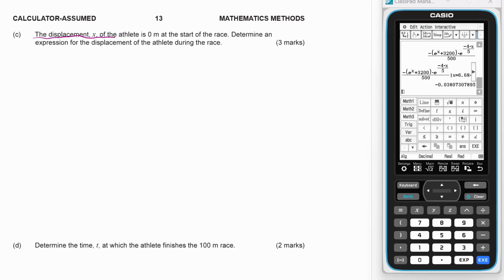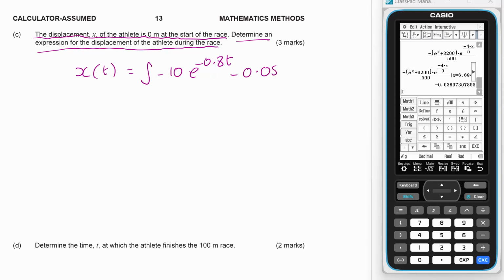The displacement x of the athlete is 0 meters at the start of the race. Determine an expression for the displacement of the athlete during the race. Now we know that we get to displacement by integrating velocity, and the velocity was negative 10 e to the negative 0.8t, take away 0.05 e to the 0.2t plus 10.05. So we need to integrate that.